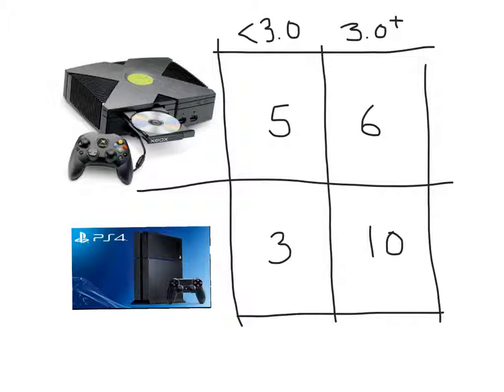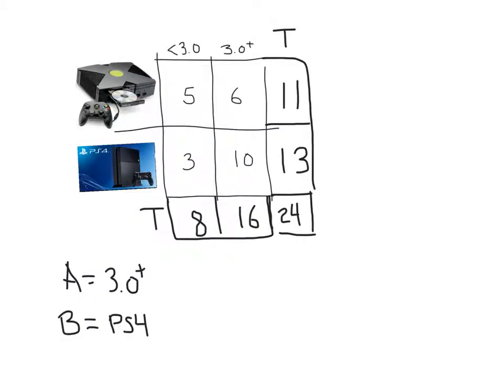Now if you look at the numbers, looks like the Xbox is pretty evenly matched. Some of the kids are above 3.0 and some of the kids are below, about halfway. And on the PS4, a lot of the kids that have a PS4 have above a 3.0. So let's take a look at some of the probabilities based on this. So now you say event A is going to be that the student has above a 3.0, and event B is going to be that they have a PS4.